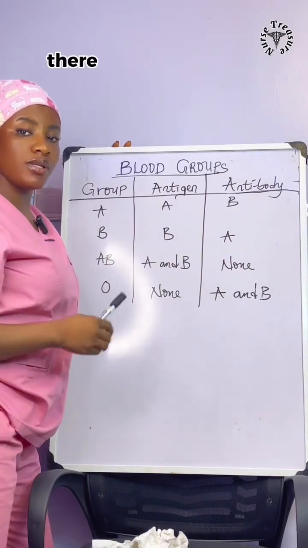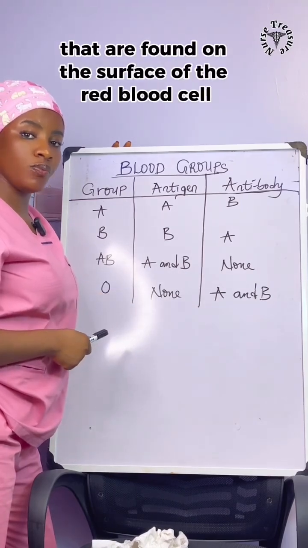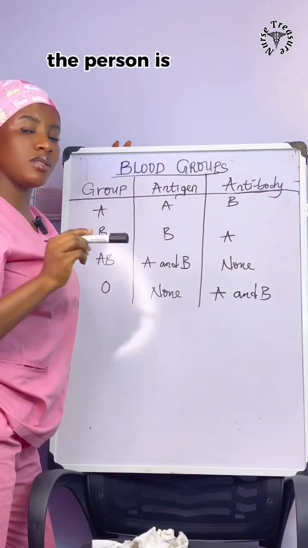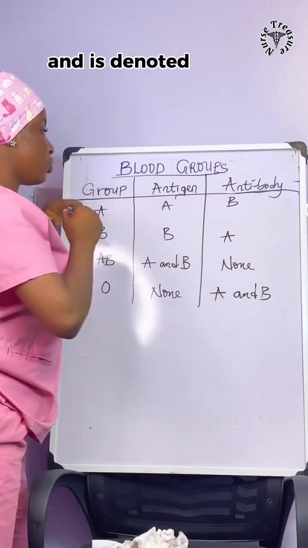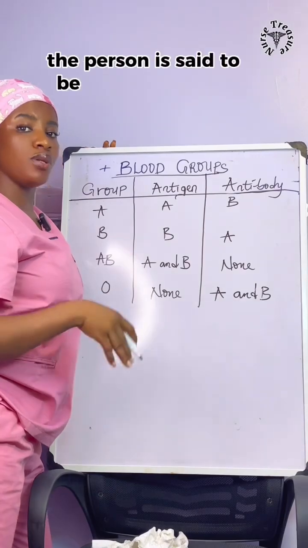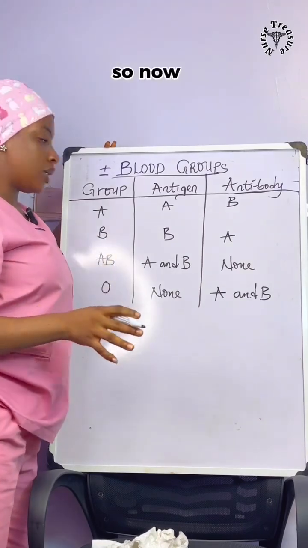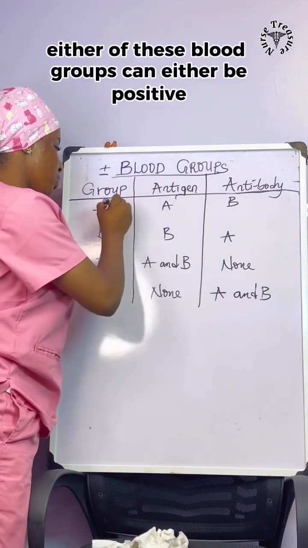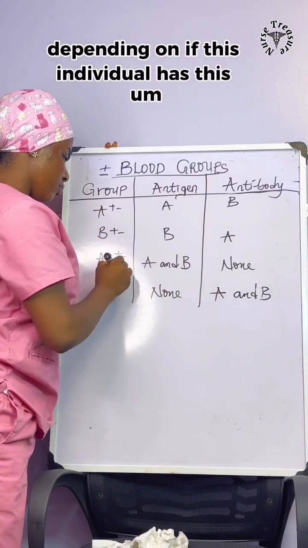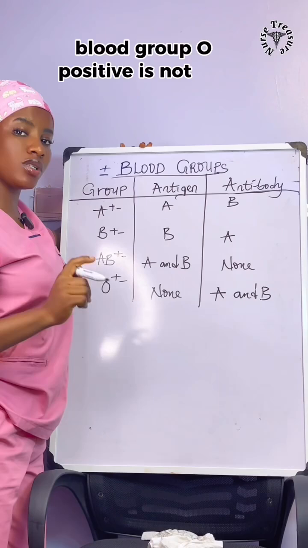When it comes to blood groups, there's what we call rhesus factors, which are proteins that are found on the surface of the red blood cell. So when this protein is present in an individual's red blood cell, the person is said to be rhesus positive and is denoted with plus. And when this protein is absent, the person is said to be rhesus negative and it is denoted with minus. So now, either of these blood groups can be positive or negative, depending on if this individual has this protein present or absent.